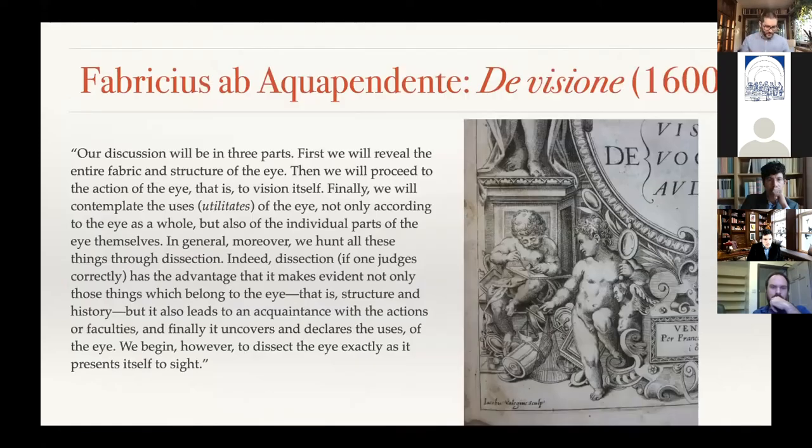So finally, moving to Fabricius of Aquapendente, who was the most famous anatomist in Europe at the time and chair in anatomy and surgery at the University of Padua, teacher of William Harvey. He advocated a quite well worked out Galeno-Aristotelian method of investigating nature, which we see here. It says first, he'll reveal the entire fabric and structure of the eye, proceed to the action of the eye, that is to vision itself, and then to contemplate the uses, utilitates, of the eye, not only according to the eye as a whole, but also the individual parts of the eye themselves. But that you hunt all these things through dissection.